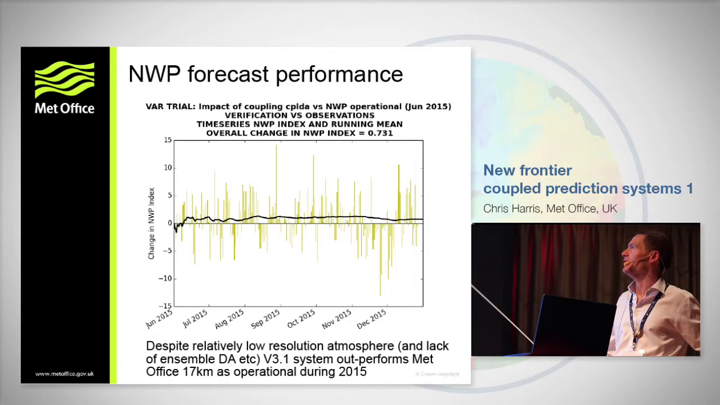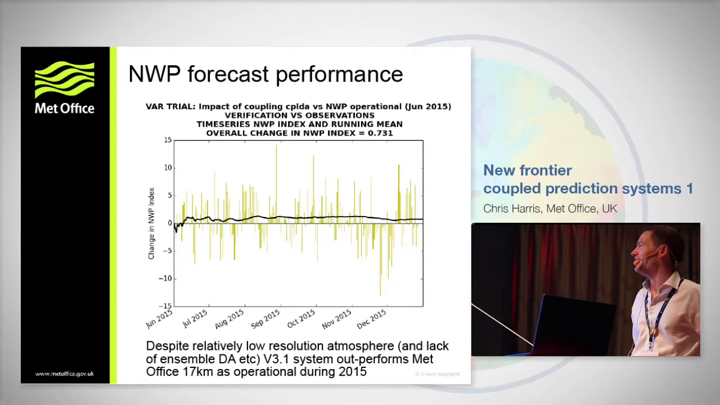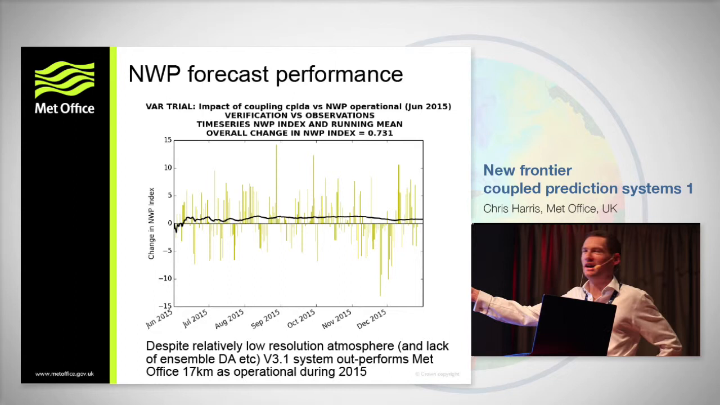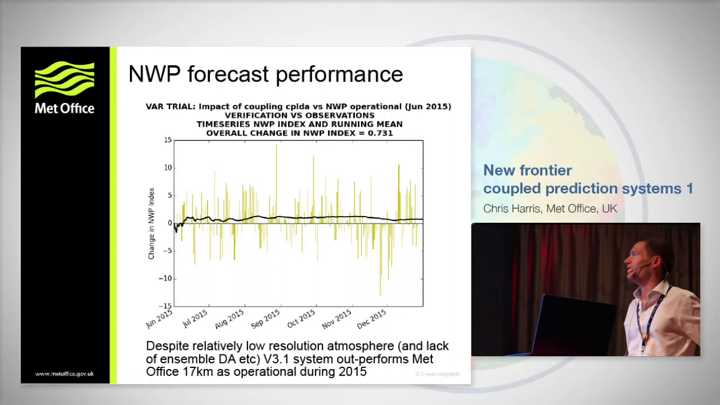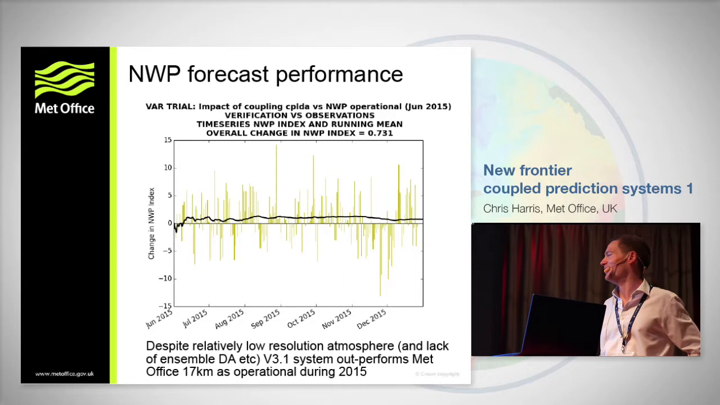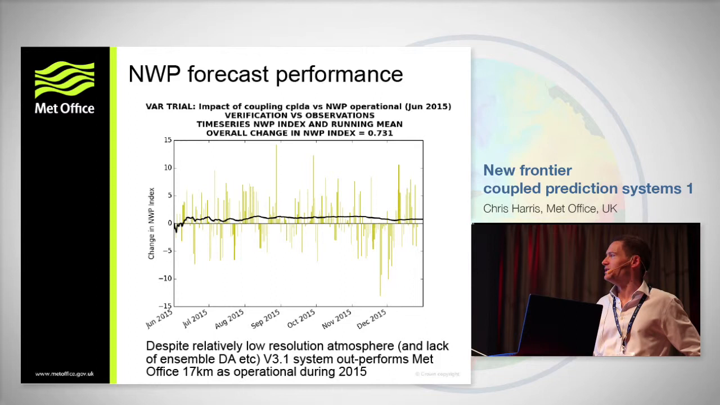But obviously that doesn't stop you looking at things, and just using what we call at the Met Office our numerical weather prediction index, which is what gets used to determine a lot of our upgrades. If that number's not positive in an upgrade, we're not going to implement something regardless of how good it looks in other aspects. So this was comparing our weakly coupled data simulation system running for, in this case, 6 months, with our operational NWP system at the time.